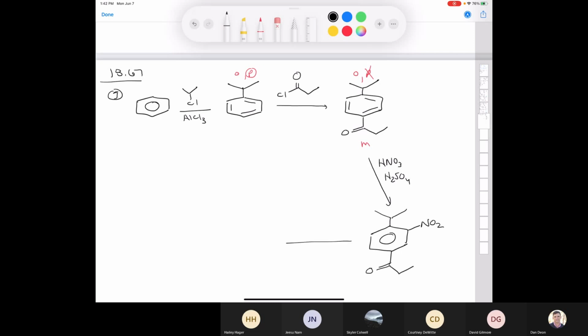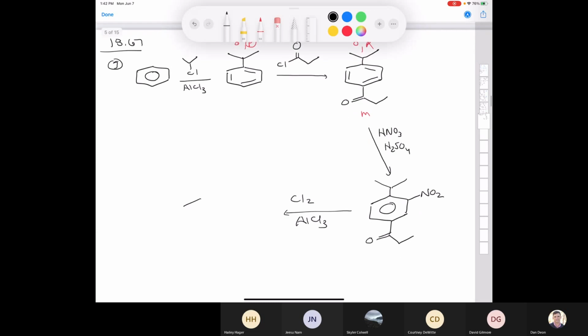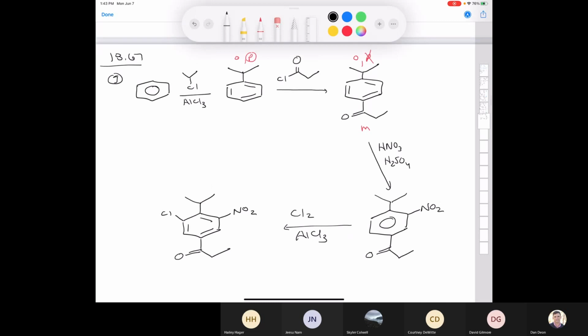And then the last thing that we need to do is chlorination. So we'll treat it with chlorine and aluminum chloride, like that. And that will give us our final product where we have our isopropyl group, our nitro group, our acyl group, and we'll also have our chlorine, like that. There you go. So you have to take the steps into consideration when you're doing these kind of problems. You have to be very careful about which step you take at which time.